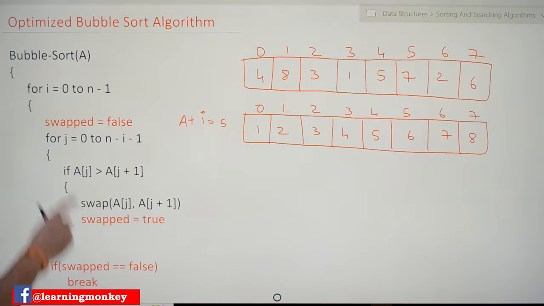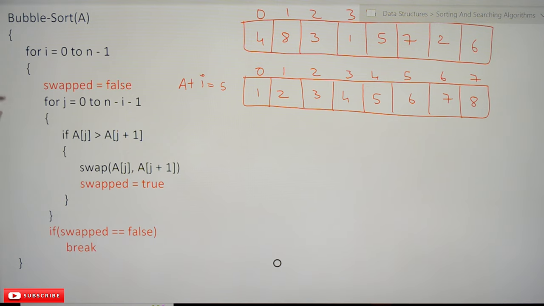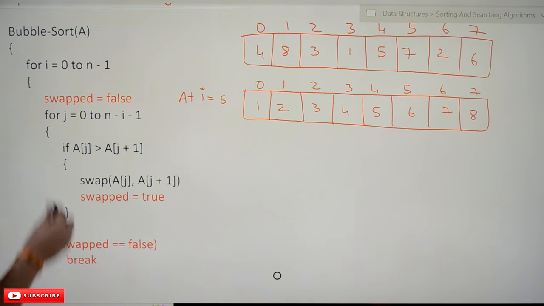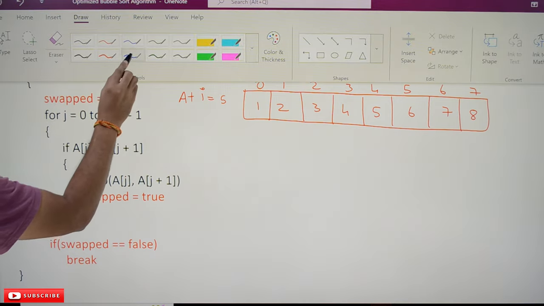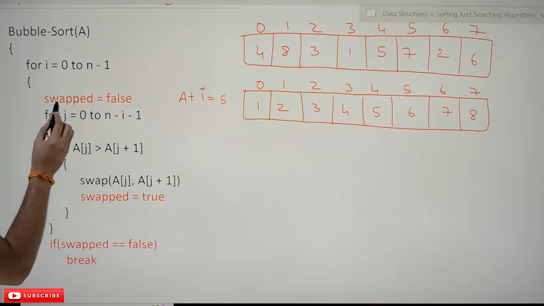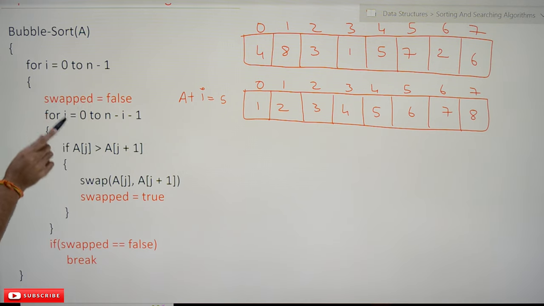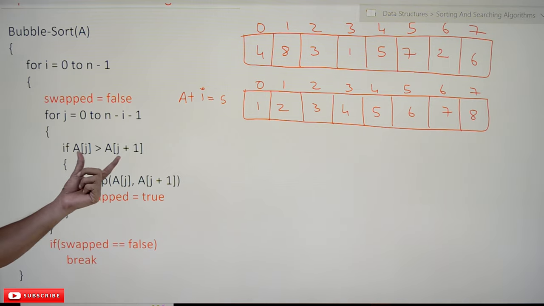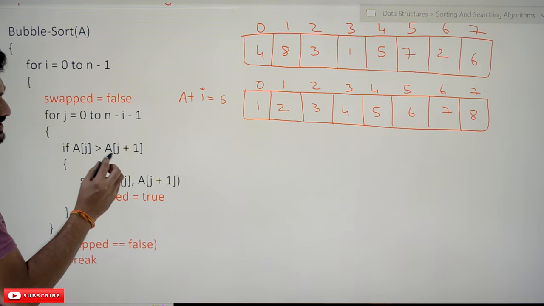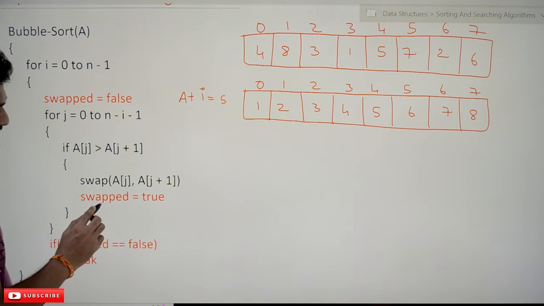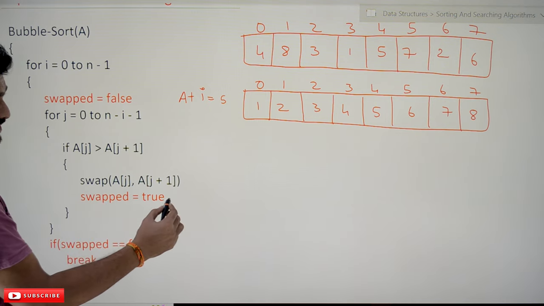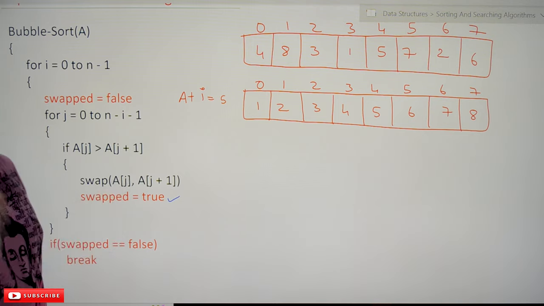So what are those changes? Those changes are marked in red. Simple changes. Let's try to understand them. Here we have taken a variable called swapped is equal to false. This is the optimized algorithm. As and when we come into the inner for loop, whenever a of j is greater than a of j plus 1 happens to be true, we swap, and whenever the swap happens, we turn swapped is equal to true, which means that swapping has happened.